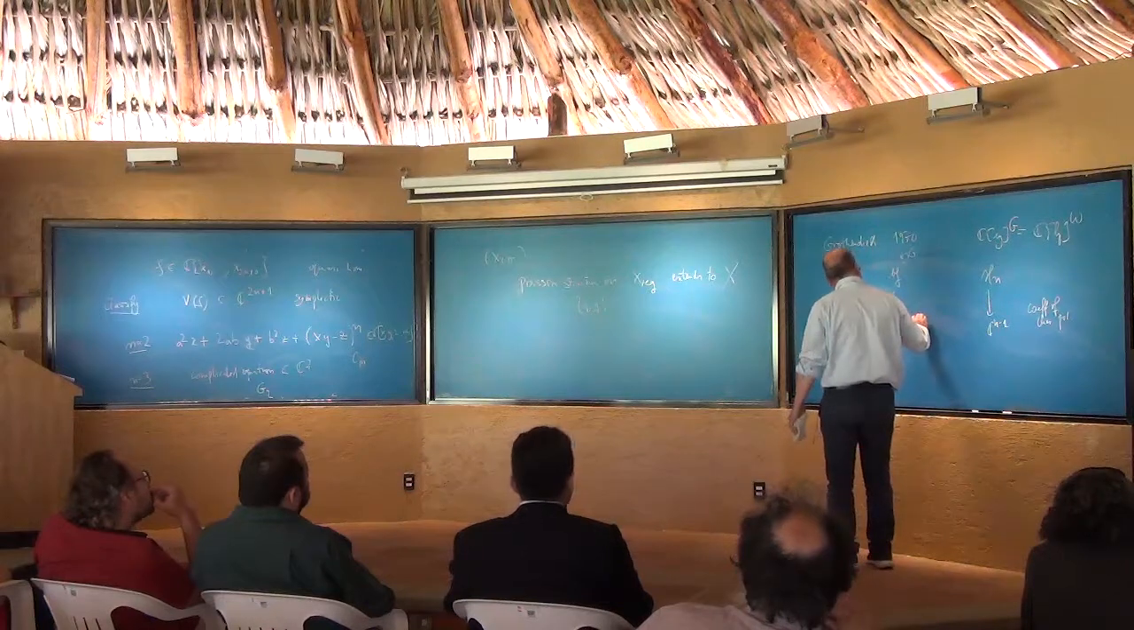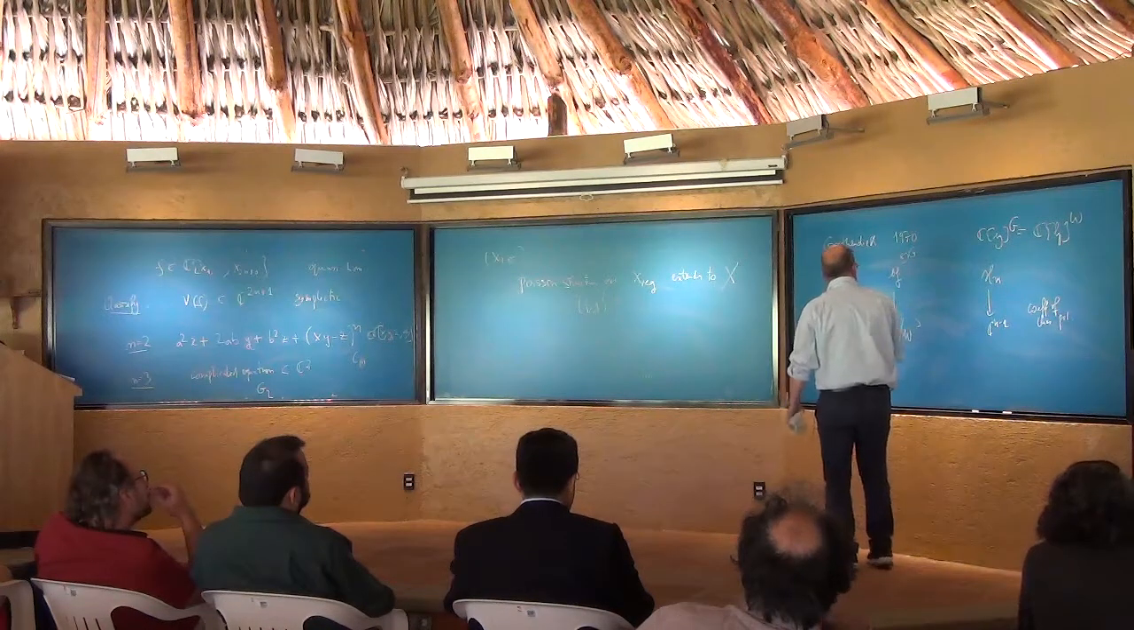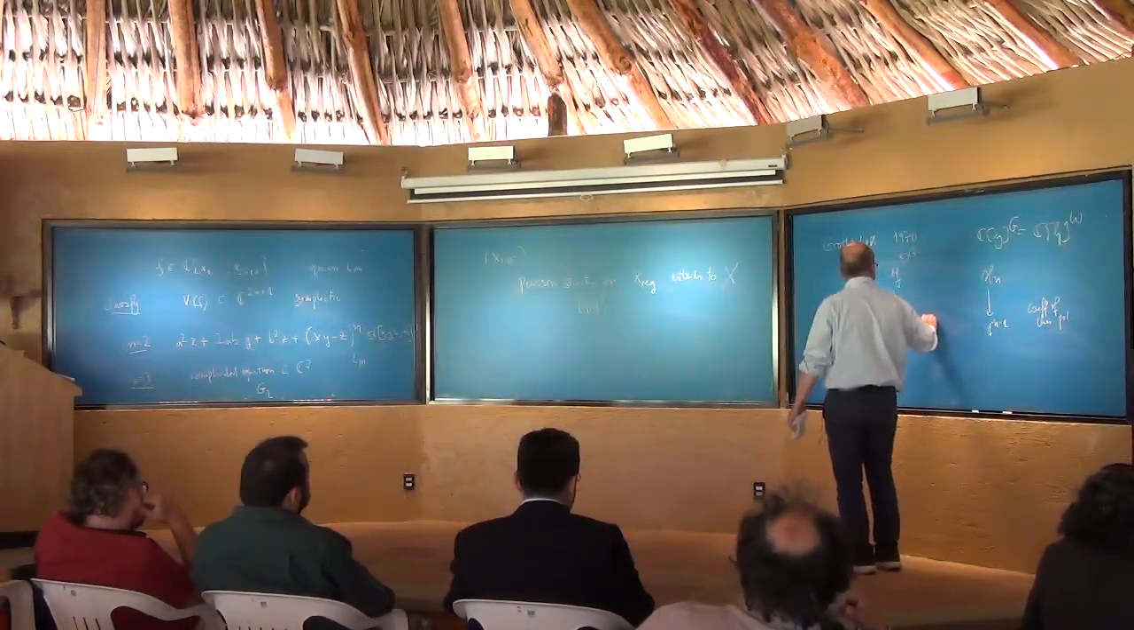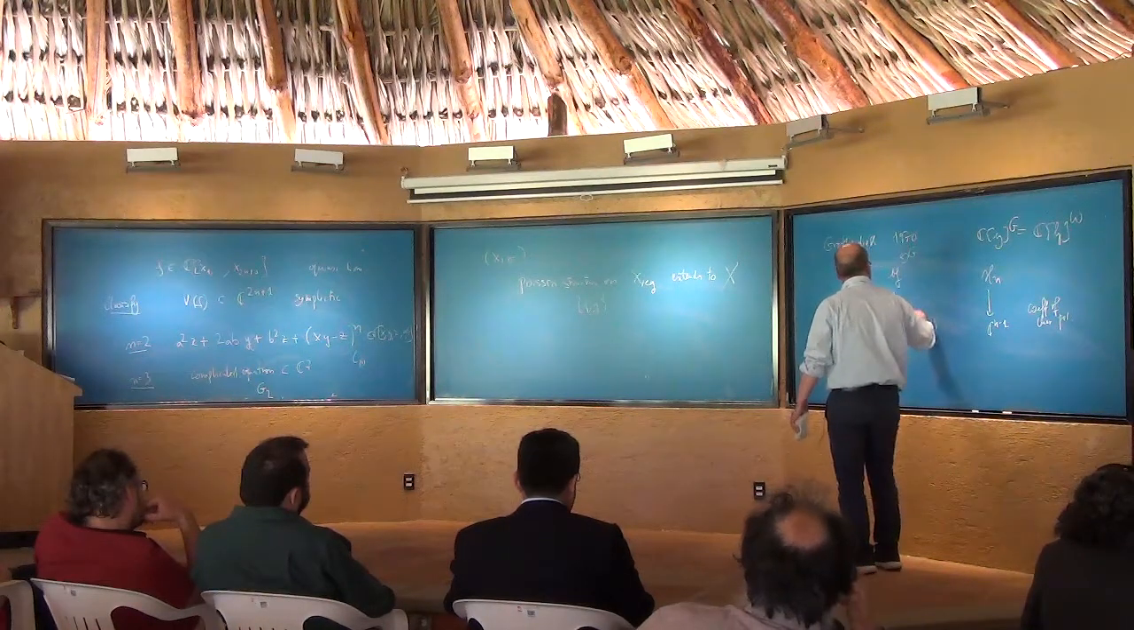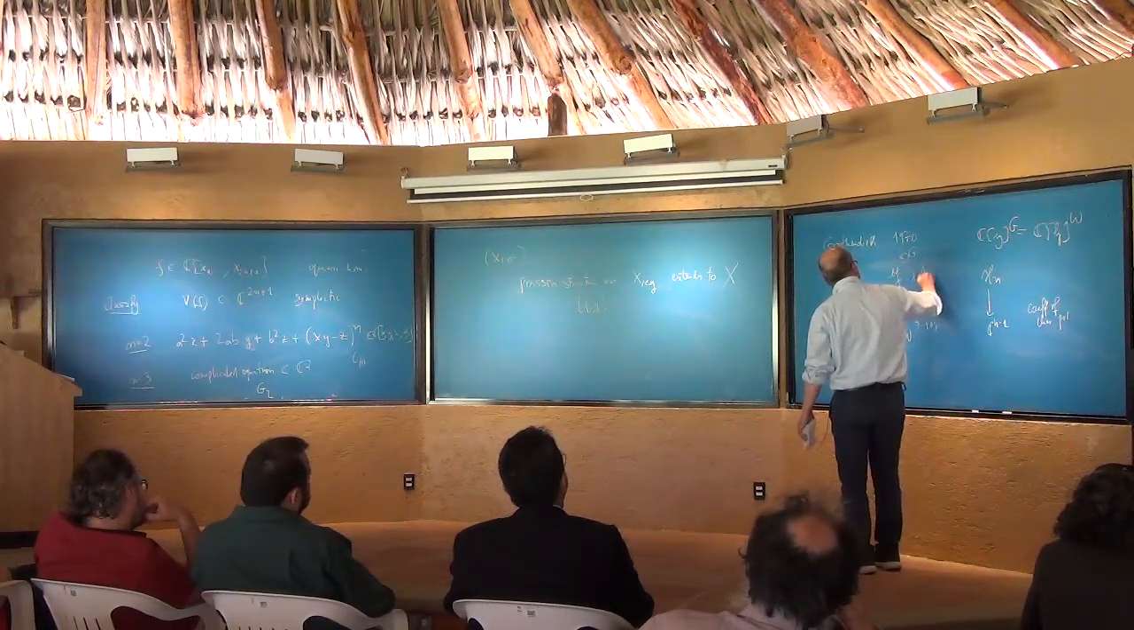Here inside, we have the null cone, and over it we have the nilpotent orbit.